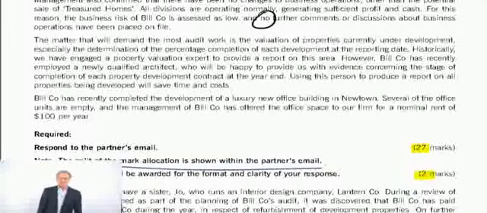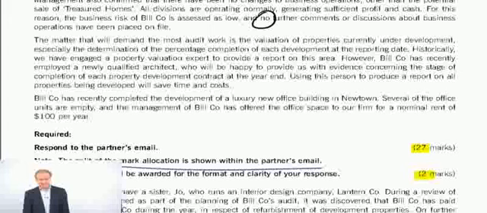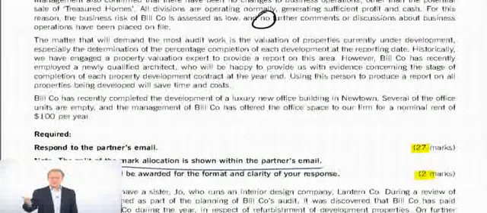The matter that will demand the most audit work is the valuation of properties currently under development. Yeah, that's probably true. Especially the determination of the percentage completion. Absolutely, that is a subjective area. It's an estimate. It relies on experts. Completely agree. Historically, we have engaged a property valuation expert to provide a report on this area. Yeah, we suggested that as a test in the earlier part of the question.